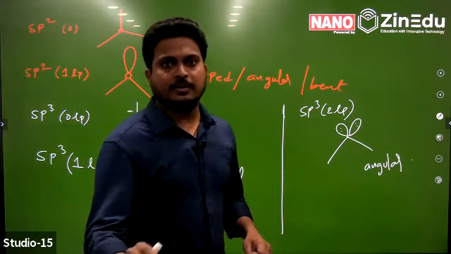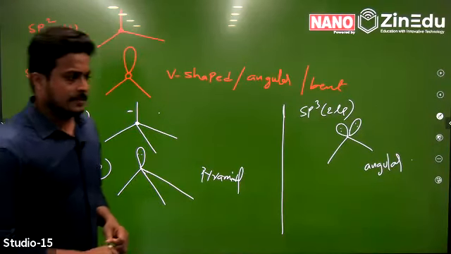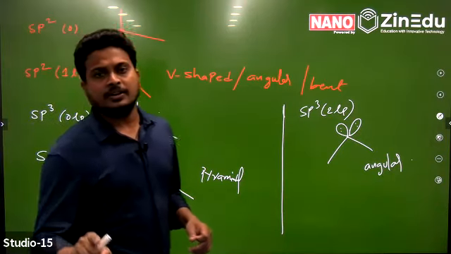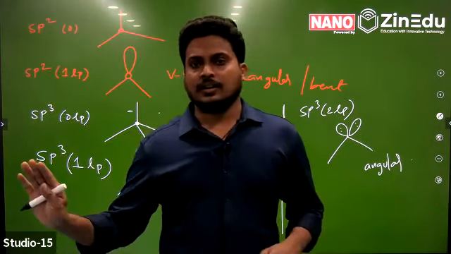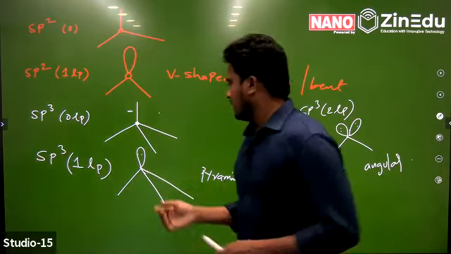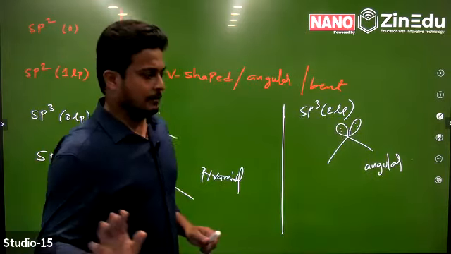That is why only sigma bonds are involved in hybridization, right? This is the most important point. Only sigma bonds are involved in hybridization. Pi bonds are not involved in hybridization, because free rotation of bonds is only possible around the sigma bonds, not about pi bonds.